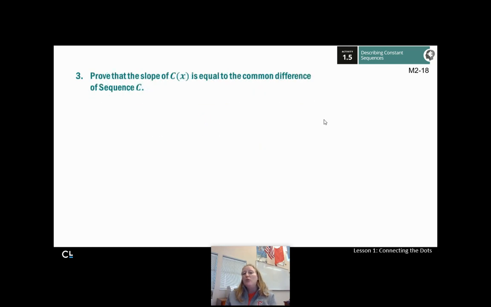I would like you to prove that the slope of c of x is equal to the common difference of sequence c. Go ahead and hit pause, jot down your thoughts on this, and then hit play when you're ready to keep the discussion going.